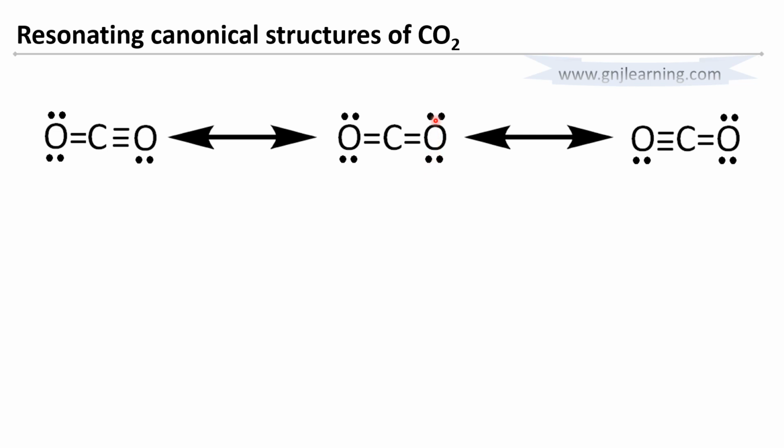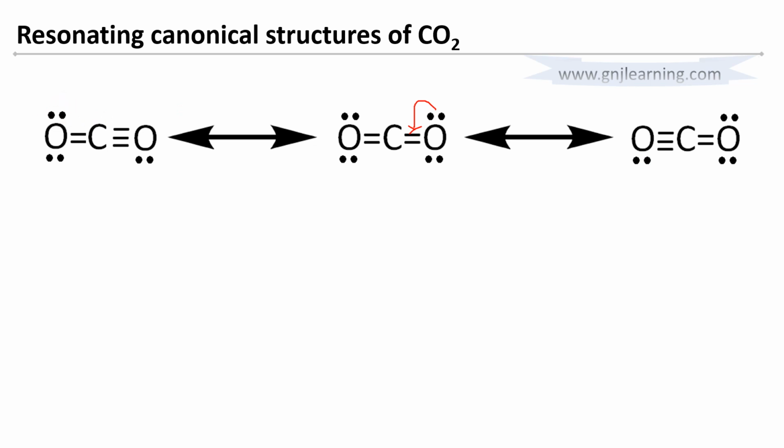Now this lone pair will try to jump into this double bond. So I will draw it onto this double bond. Then what happens? It will turn into a triple bond. Clear? Now what happens is it will try to jump from here. If it is jumping, it will go back. Then you will get this structure.